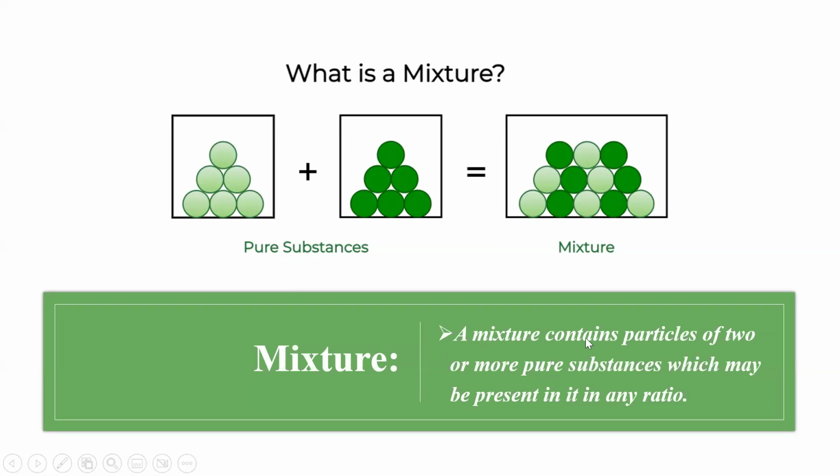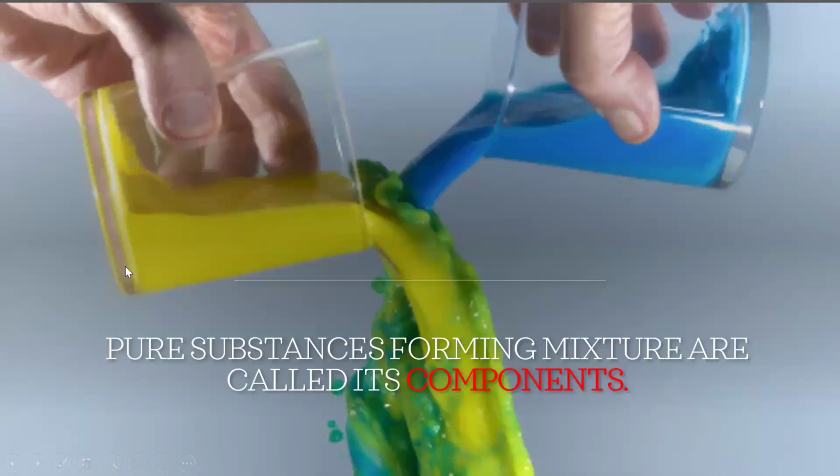See here, a mixture contains particles of two or more pure substances which may be present in any ratio. Okay, see, the pure substance ratio can be anything for a mixture. It can be 1:1, 2:1, 3:1, 4:5, whatever the ratio it can be. Okay, so when two or more pure substances combine together, that is called a mixture, and the ratio can be any. Next, we are going to see about components.